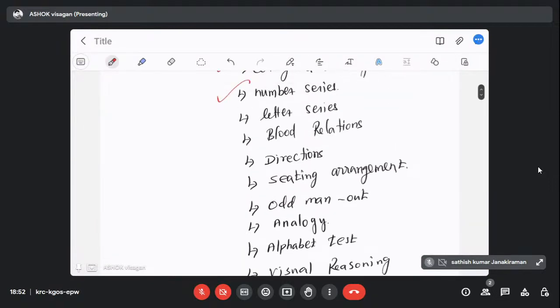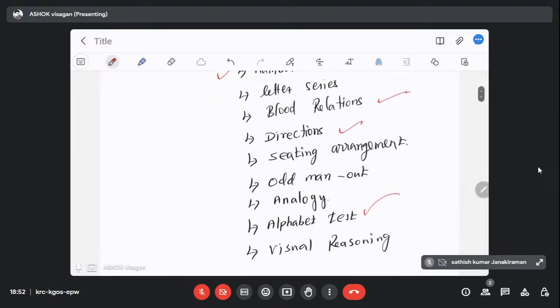Out of these topics, I think alphabet test, direction and blood relations are the easiest topics. You won't be getting multiple answers and you won't be getting confusion. So you can easily mark the answer for these 3 topics. All other topics will always be confusing. The seating arrangement will take more time, but it's a very easy topic. You need to consider that also. Other topics are very, very easy.